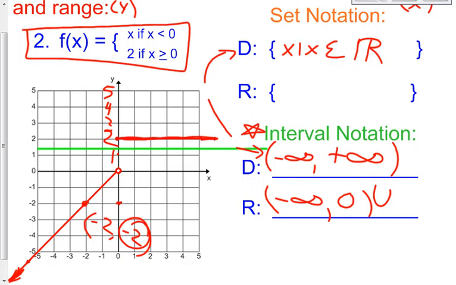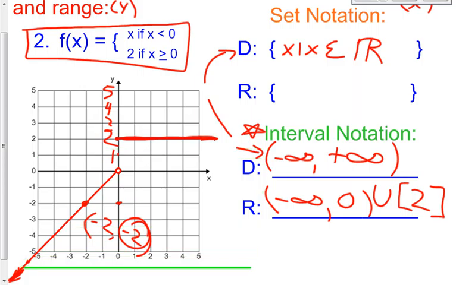What other y values do I have? I have a y value of 2. And if it equals 2, class, you're going to put a bracket around that 2. Because brackets mean that it can equal 2. So if it is less than or greater than, you put parentheses. But if it equals 2, such as this one, that means that you have brackets around that. So your interval notation goes from negative infinity all the way up to 0, doesn't include 0, and then it picks back up at 2, and it stays there. So union 2.